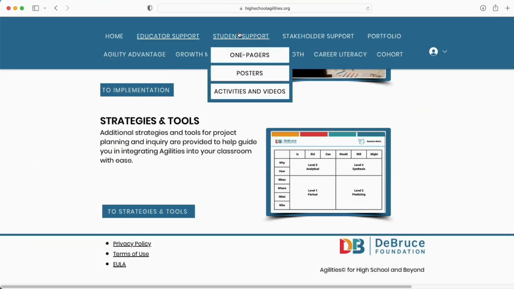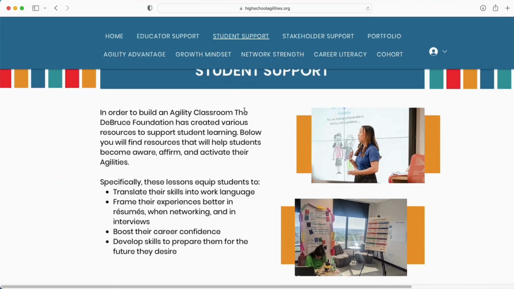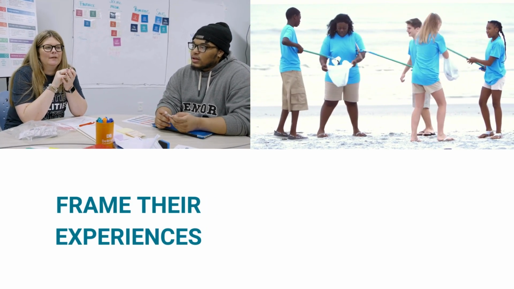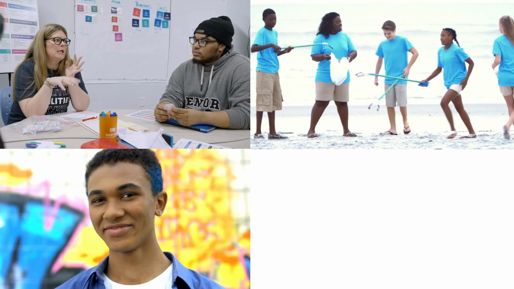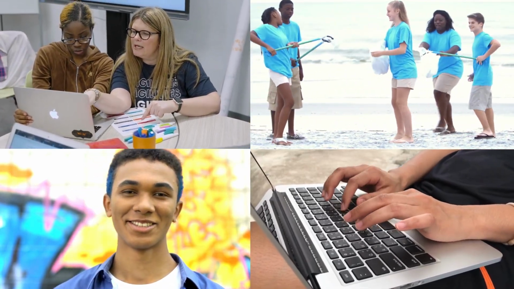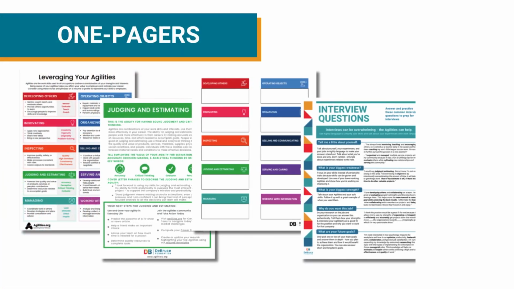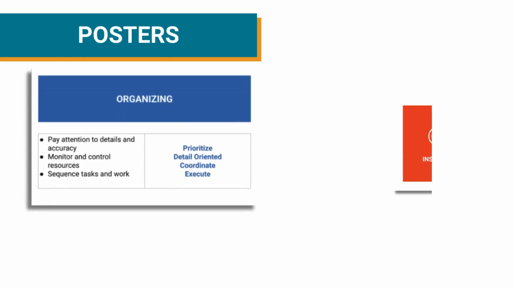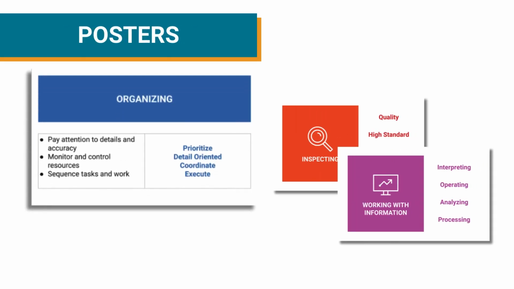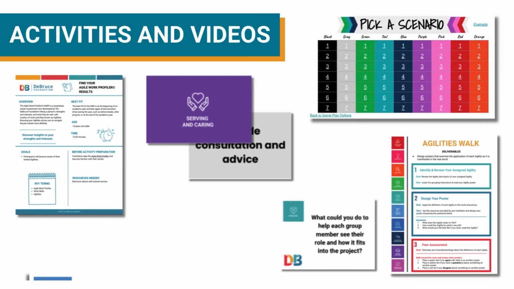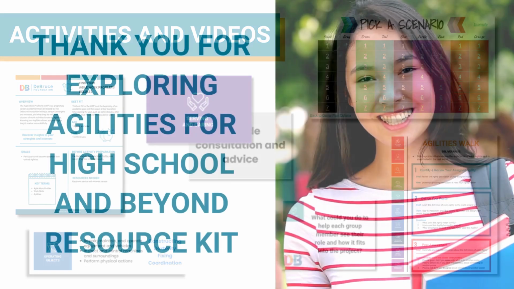The student support materials help create an Agilities classroom by teaching students to translate their skills into work language, frame their experiences on resumes and when doing interviews, boost their career confidence, and develop skills to prepare them for the future. There are a variety of one-pagers that can be shared digitally or printed, posters for class activities and to reinforce the Agilities language, and supplemental materials that can be layered into any content area.